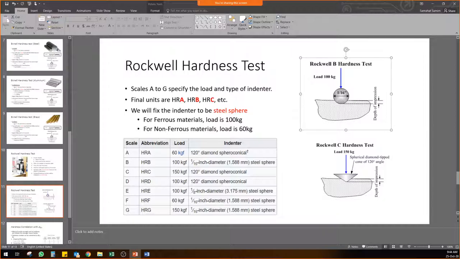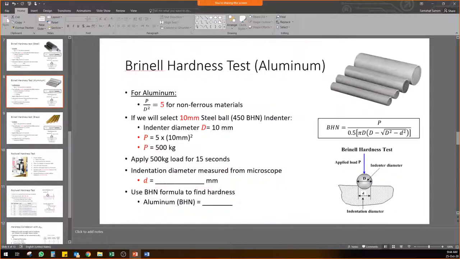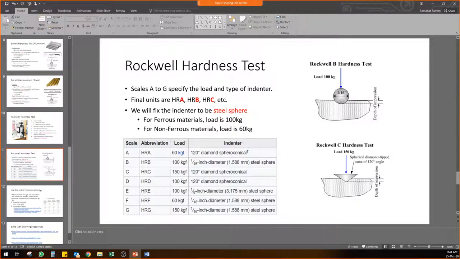And if the ball is circular, this is called Rockwell B, so HRB. And if the indenter is conical, like a triangle pin, it is a spherical diamond tipped cone at a 120 degree angle. In the Brinell test, we were measuring the diameter of indentation by microscope. But in the Rockwell, as you can see, we are measuring the depth of indentation. This is the depth, how deep the sample goes by plastic deformation. So which one is more accurate, you can find out.